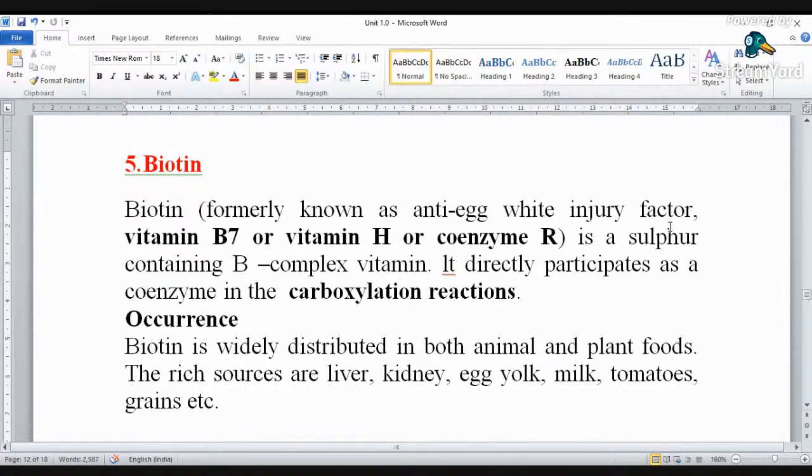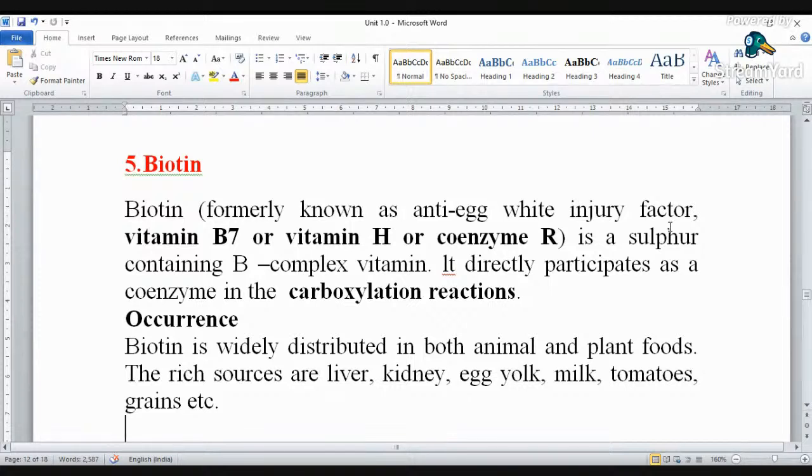हेन्स इट इज नोन ॲज अँटी एग व्हाईट इंजुरी फॅक्टर or vitamin B7 or vitamin H or coenzyme R. बायोटिनचं दुसरं नाव काय आहे? कोएन्झाईम R or vitamin H or vitamin B7. It is a sulfur containing B complex vitamin. What is biotin? Biotin is a sulfur containing B complex vitamin.